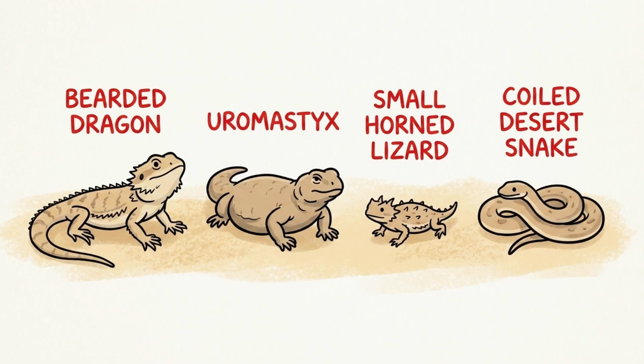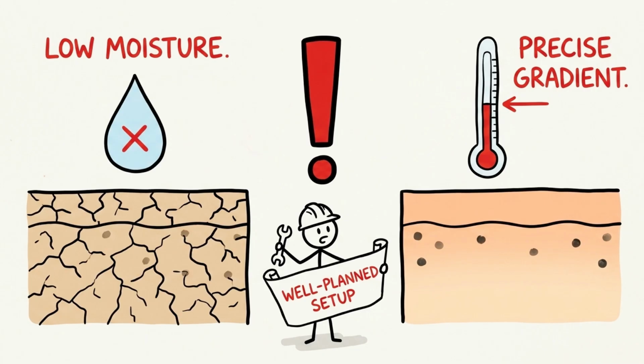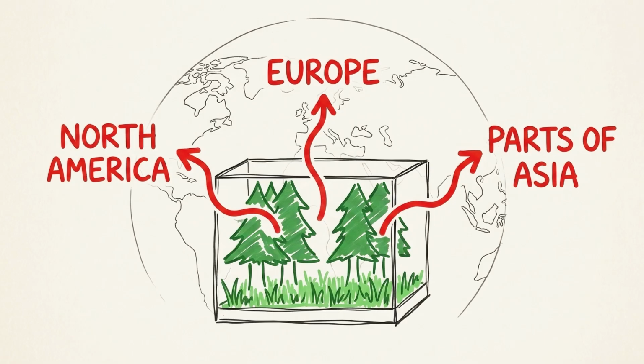Bearded dragons, uromastyx, horned lizards, and desert snakes are the most common inhabitants. Wooden enclosures are preferred because wood insulates heat far better than glass. Unlike tropical builds, moisture management is minimal, but the thermal gradient must be precise, requiring proper equipment and a well-planned setup. 5. Temperate vivarium. A temperate vivarium replicates the forests and meadows of North America, Europe, and parts of Asia.